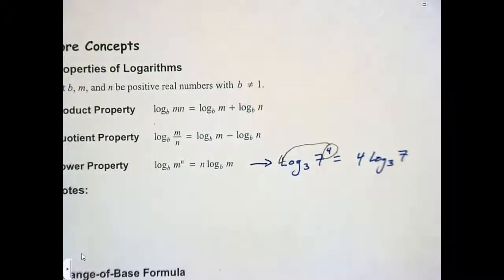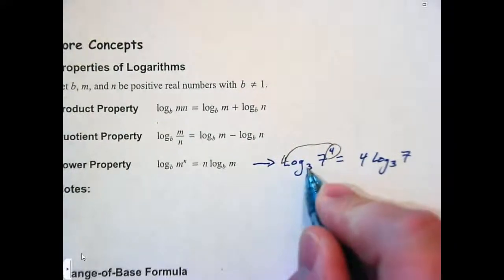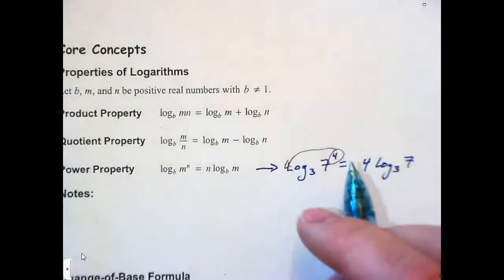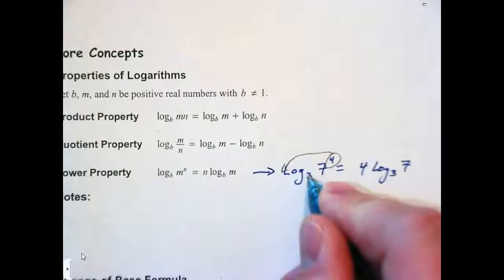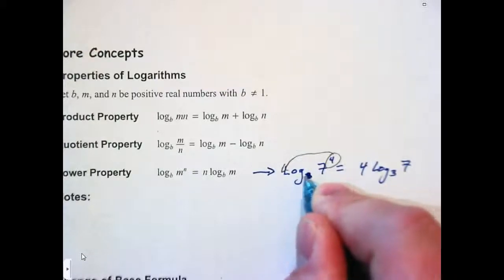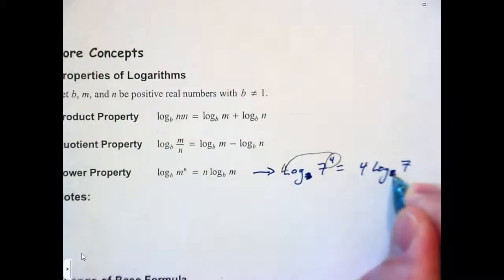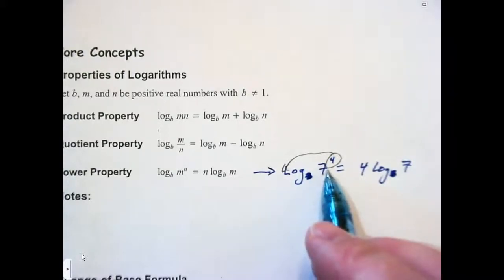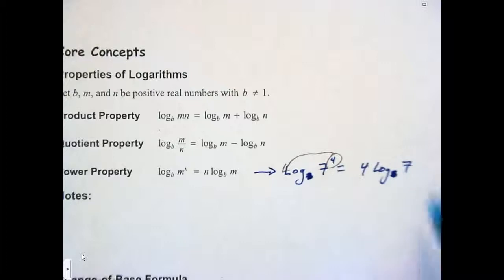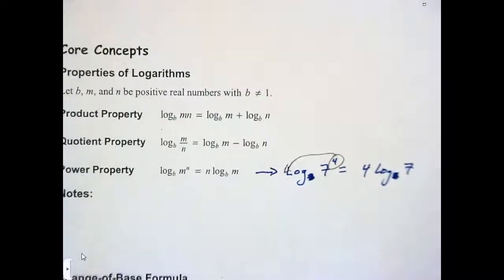If you're wondering if I'm really sure about that, try it with base 10 and put it into your calculator. If we just got rid of the 3 and called it base 10, log of 7 to the 4th should equal 4 log 7. You should get the exact same value if you put them both into your calculator.